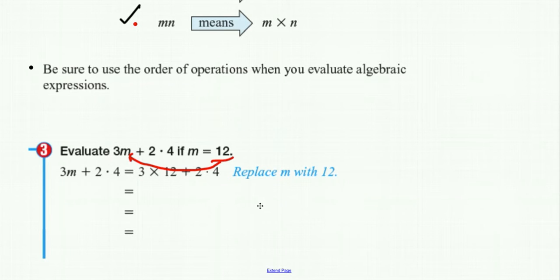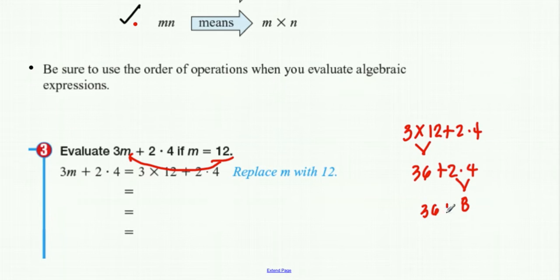If you do that, this is what we're going to come up with: 3 times 12 plus 2 times 4. According to our order of operations, multiply 3 times 12 first, which will give you 36. Then you bring down plus 2 times 4. Again, multiplication will take priority. This becomes 8. And then bring down 36 plus 8, which is 44. So the value is 44.